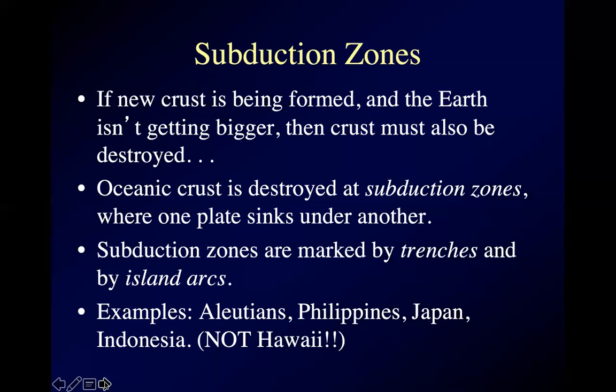If an area of continent and an area of oceanic crust run into each other, the oceanic crust sinks under the continental crust and is ultimately destroyed. And we call the zone where this is happening a subduction zone. Subduction is the sinking of one plate below another.